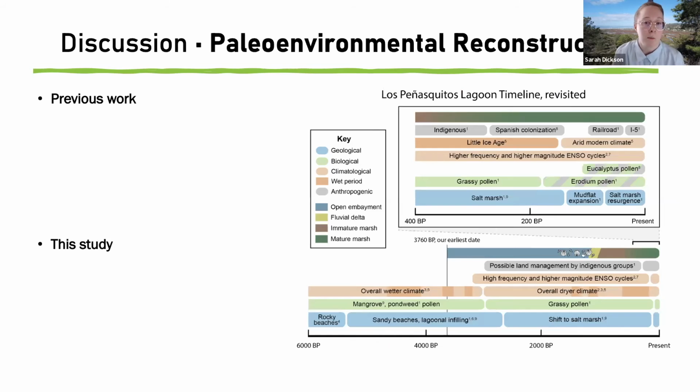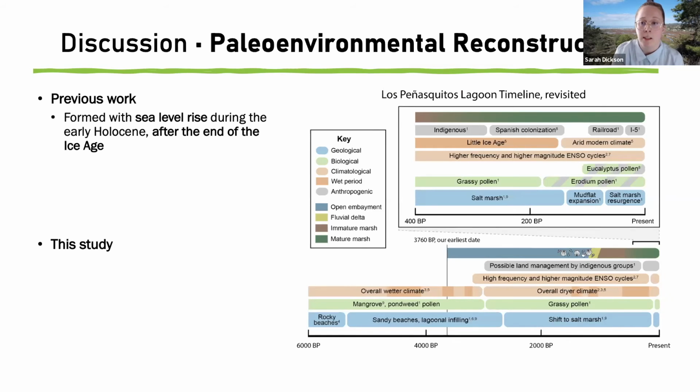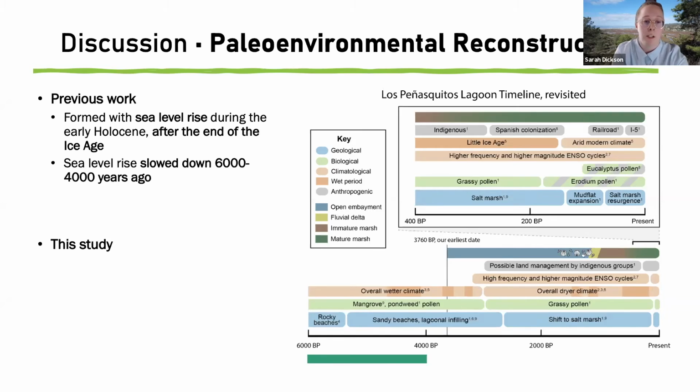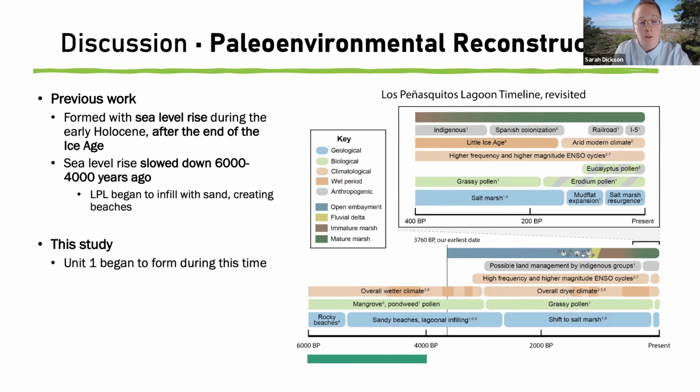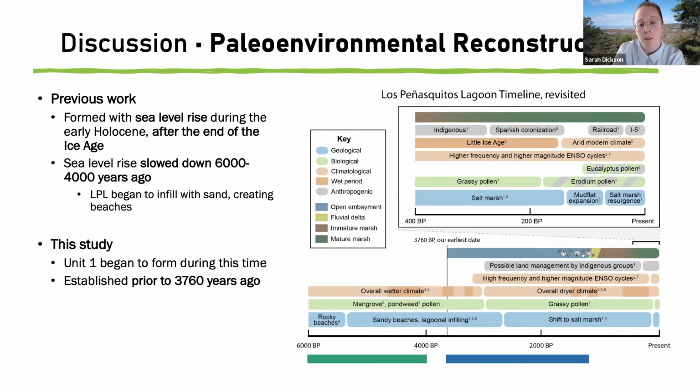Previous work has established that Los Peñasquitos Lagoon formed as the last ice age ended and sea level rise flooded river mouths up and down the Pacific coast. It is estimated that post-glacial sea level rise slowed down between 6,000 to 4,000 years ago, at which time the rocky open estuary that is known today as Los Peñasquitos Lagoon began to infill with sand from littoral drift, creating beaches. Unit 4, our open embayment facies, began to form during this time. The open embayment was established prior to 3,760 years ago and persisted in some capacity through at least 1,200 years ago.